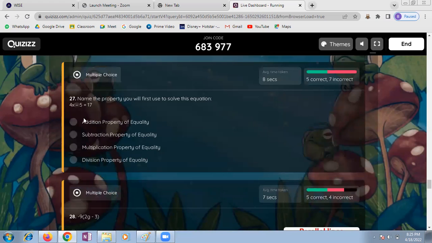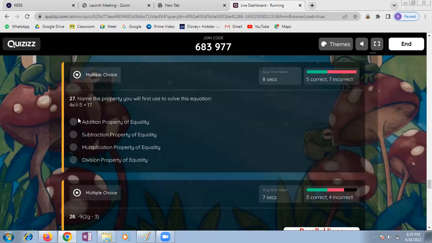In this case, name the property which you will first use. Here, negative 5 is there. So, it is the addition property of equality. First, the addition property. Why? Because it's a negative 5. What should you add to both sides? Positive 5 should be added to both sides to balance your equation. First step is the addition property of equality.